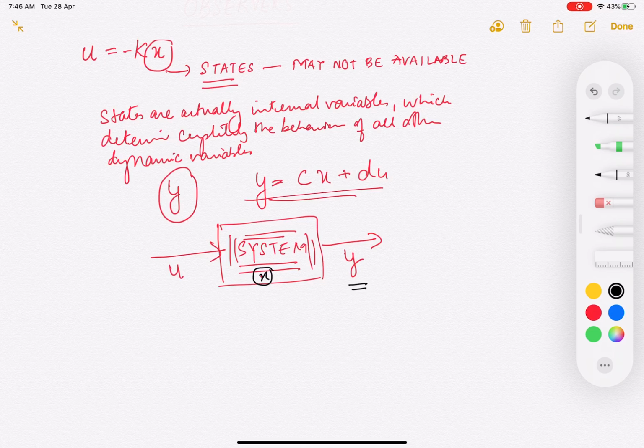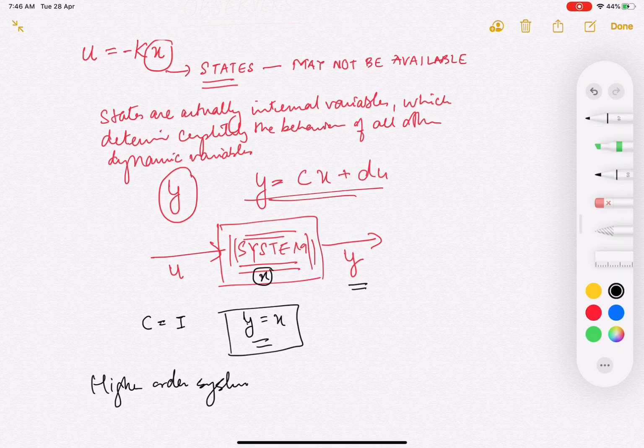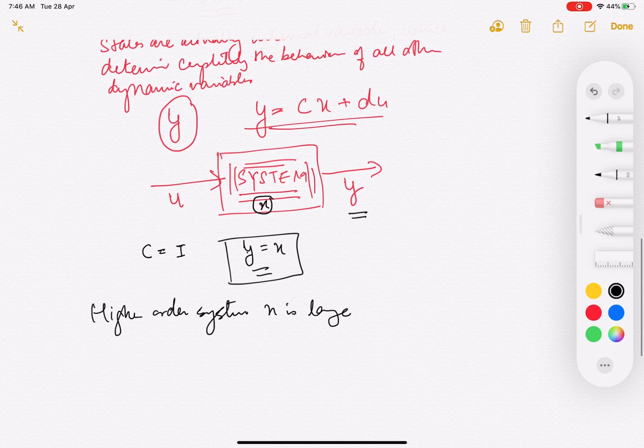So you may have all the states available for measurement, for example if C is an identity matrix, then y is equal to x, all the states are equal to the outputs and you would be able to measure them. But normally this is not the case, especially for higher order systems in which n is large. You will not have all the states for measurement. And we have seen in the examples that we have seen single input, single output systems, right?